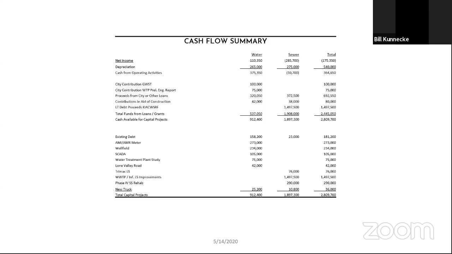And then the next line item would be loan proceeds from the new Clean Water State Revolving Fund loan that we've been tentatively approved for, awaiting official board approval. So you can see the total funds for loans and grants, and then we derive the number that's available to fund what we have planned for existing debt and capital improvements. If you look at the total capital projects number and the cash available, they balance, and that's the funding plan on how the money flows here.